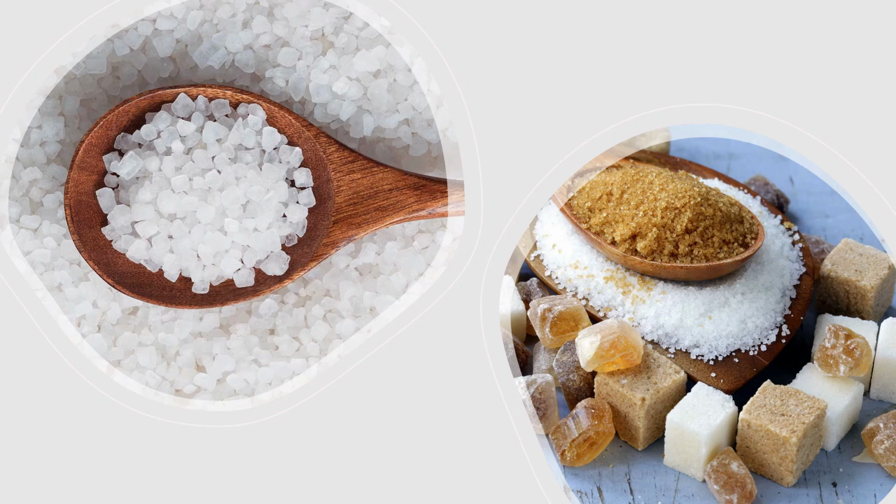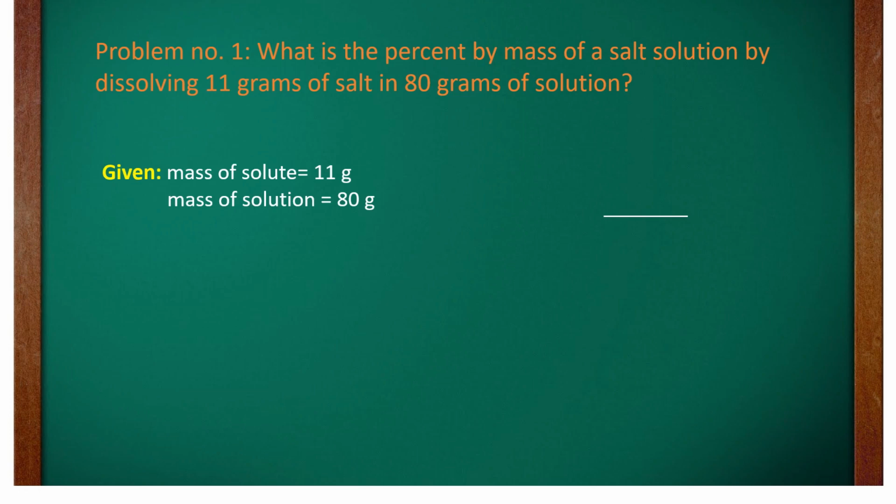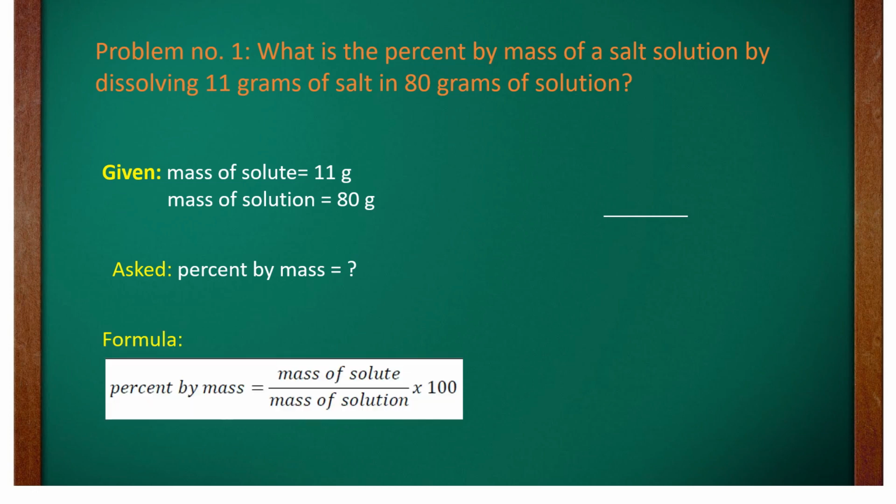Now, let's solve problems involving salt and sugar concentration in a solution to describe them quantitatively using percent by mass. Let's read and analyze problem number 1. What is the percent by mass of a salt solution made by dissolving 11 grams of salt in 80 grams of solution? Let's have the given. Mass of solute is 11 grams and mass of solution is 80 grams. What is being asked? Percent by mass.